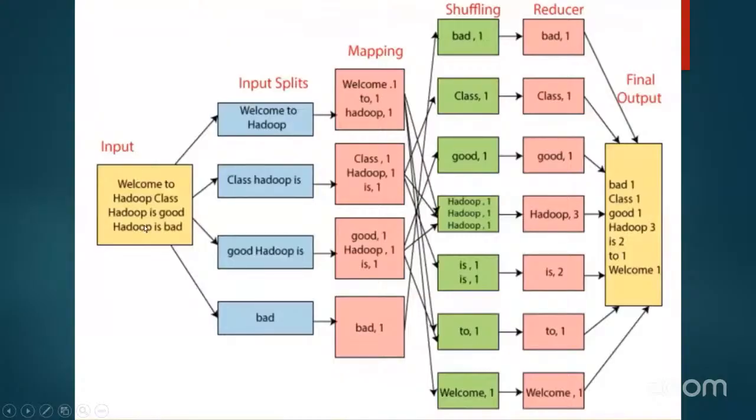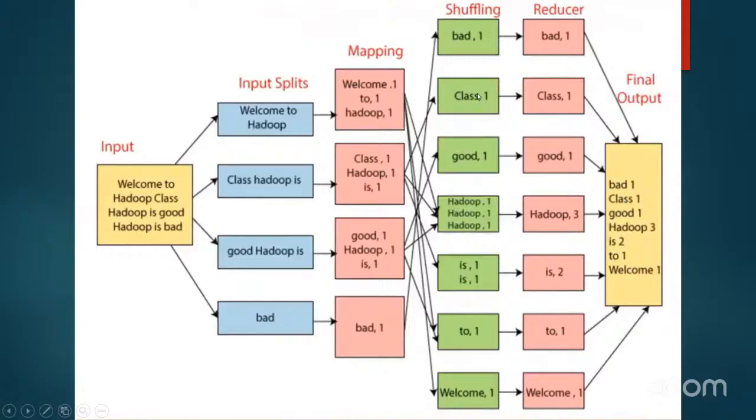What happened? This has to be split into a number of pieces, and each piece is assigned one key. What happened next? All the keys which are similar are collected at one place. Bad, class, good, Hadoop: how many times it came. So this data got shuffled over here. This has no meaning by itself, right? Shuffling is nothing but this. So this data is now aggregated and gives how many times each word came.